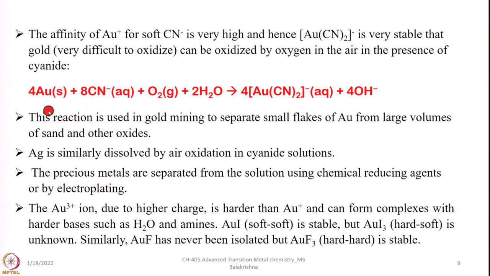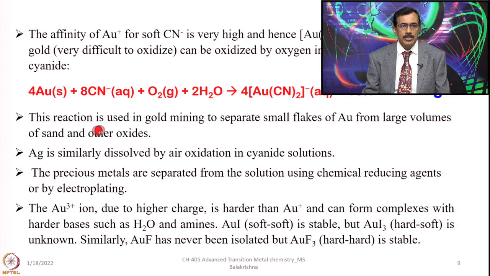For example, you can see when gold is reacted with cyanide, okay, that means basically we are taking sodium or potassium cyanide with water, dissolved oxygen is good enough. It forms this dicyanoaurate anion. This reaction is used in gold mining to separate small flakes of gold from large volumes of sand and other oxides. Silver is similarly dissolved by air oxidation in cyanide solutions, and this is called the cyanide process. The precious metals are separated from the solution using chemical reducing agents or by electroplating.